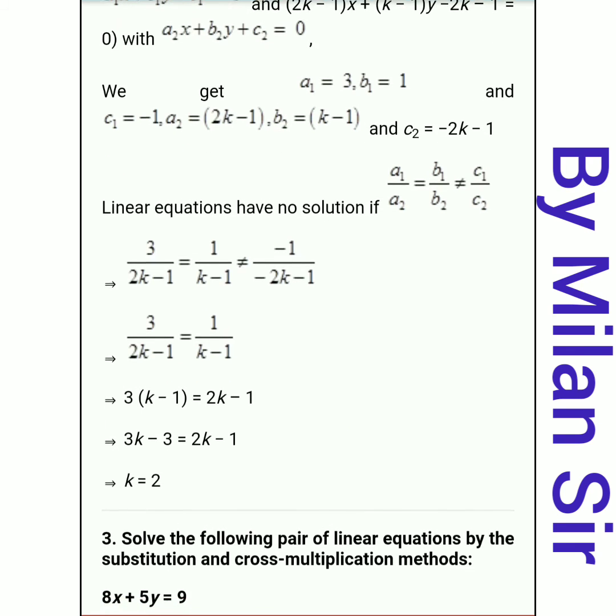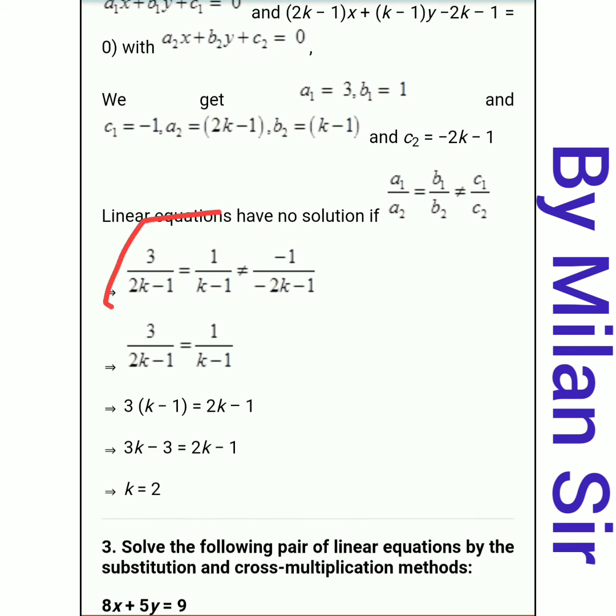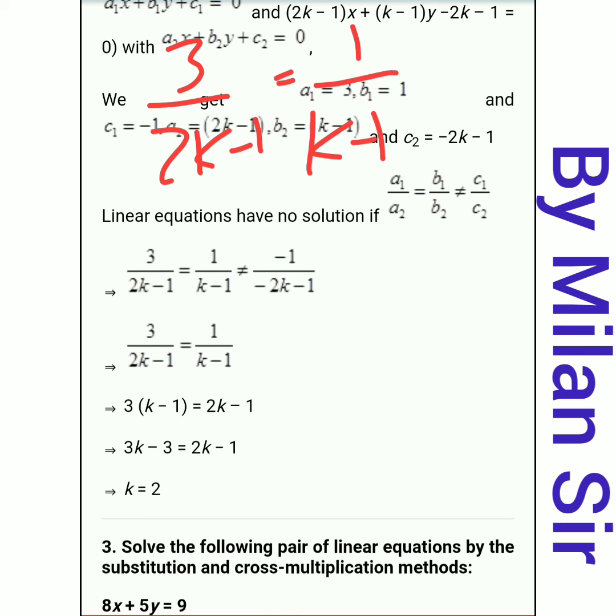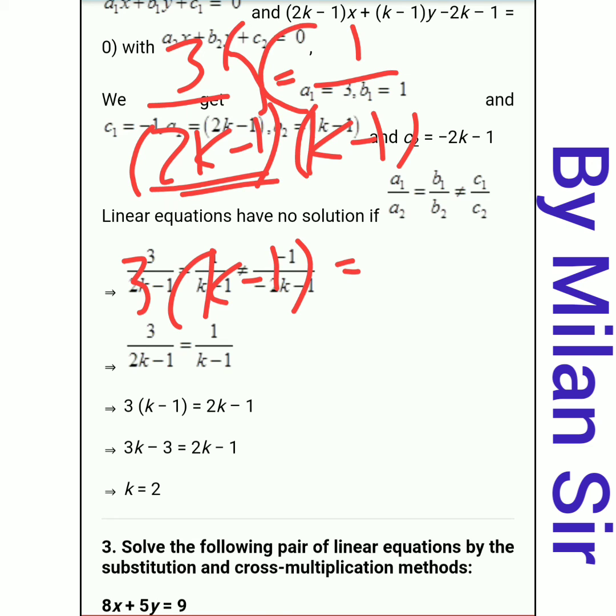Now, first of all, use this condition: 3 upon 2k minus 1 is equals to 1 upon k minus 1. First of all, compare first term and second term. Okay. Now do the cross multiplication process. So this k minus 1 goes to the left hand side. So 3 into k minus 1. And this 2k minus 1 goes to the right hand side. So 1 into 2k minus 1.